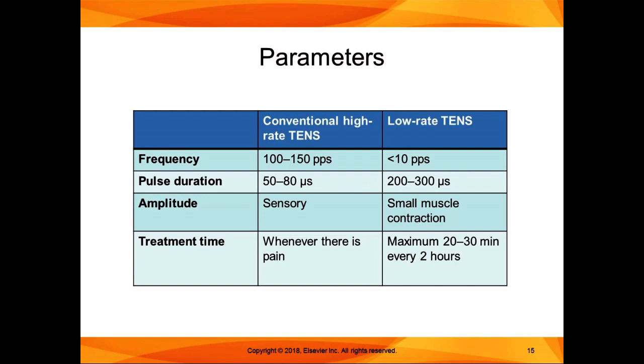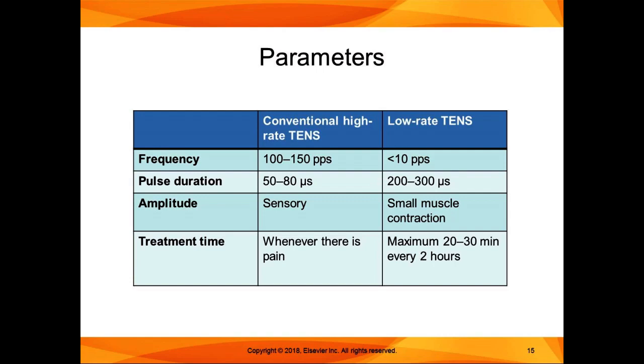So for conventional high rate TENS or for IFC, you're going to use 100 to 150 pulses per second for the frequency, and 50 to 80 microseconds pulse duration. Sensory, you're going to turn up the amplitude not to get muscle twitches, but just to get a sensory effect. And you want to use it whenever there's pain. So if people are using a TENS unit, they can do it at home.